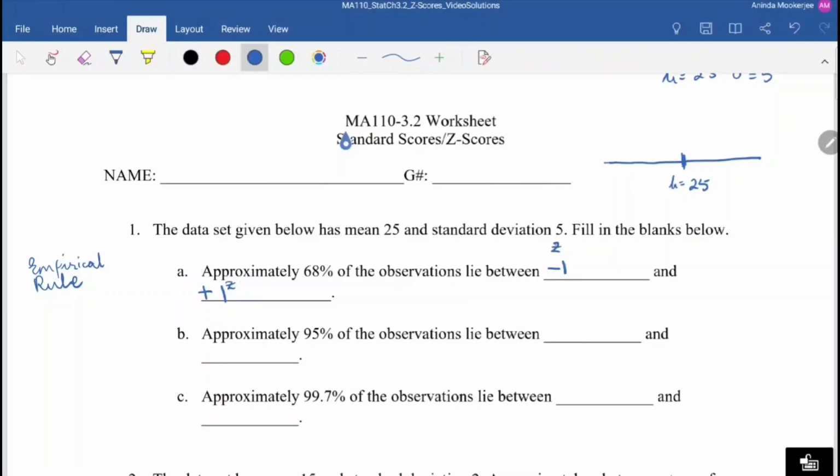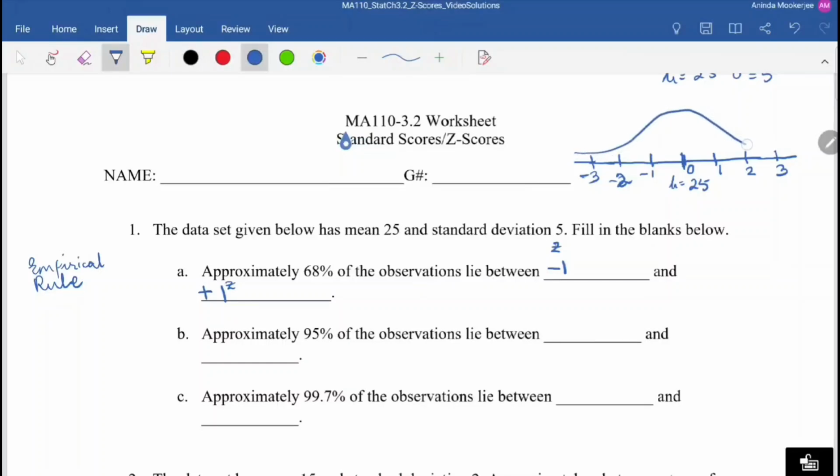But let's say we want to also know what the values are at this point. So if 25 is at the center, that means that 25 has a z-score of 0, correct? It has a z-score of 0. So let's scale this horizontal line based on z-scores. If 0 is at the center, on the right hand side, we'll have a +1, +2, and +3. On the left hand side, we'll have -1, -2, and -3.